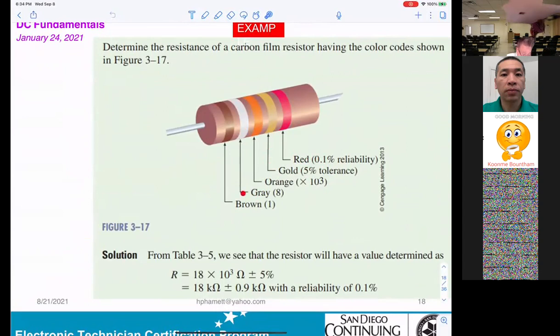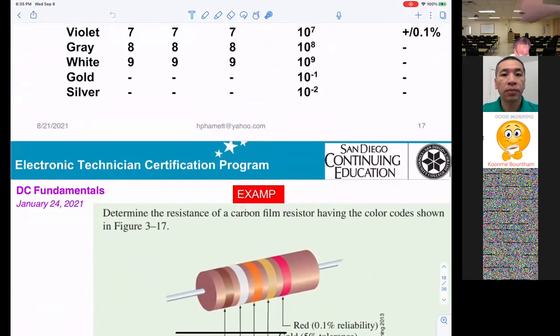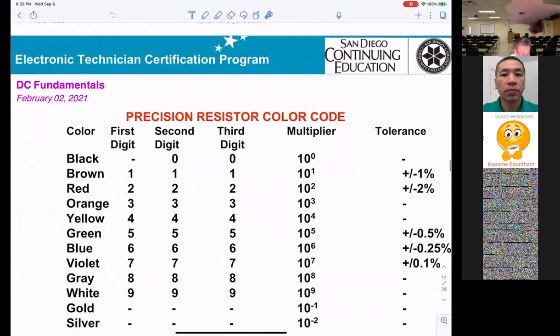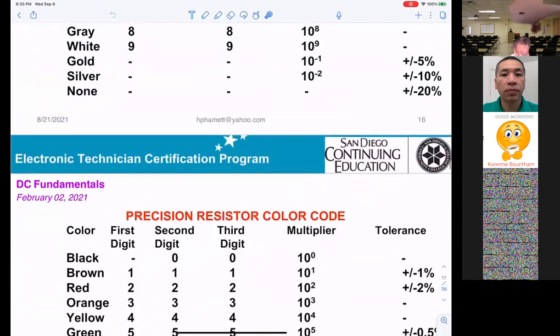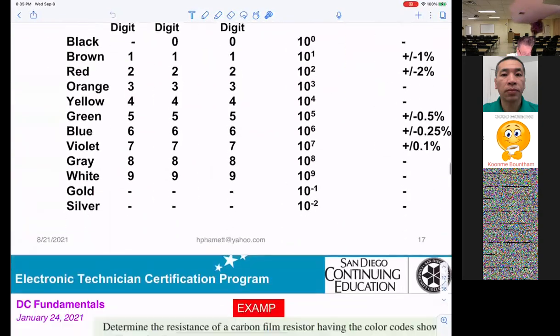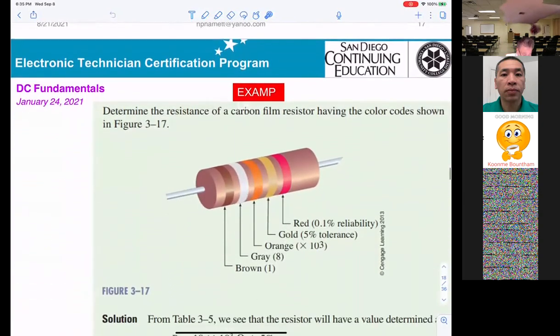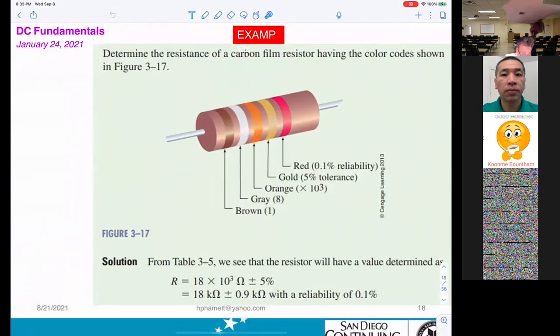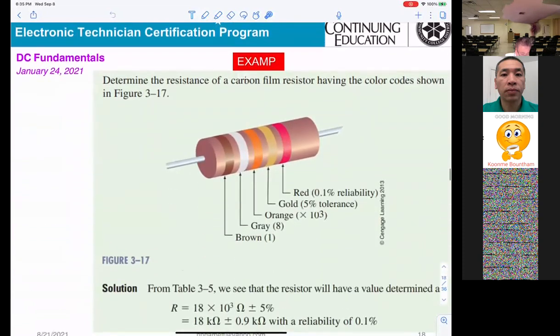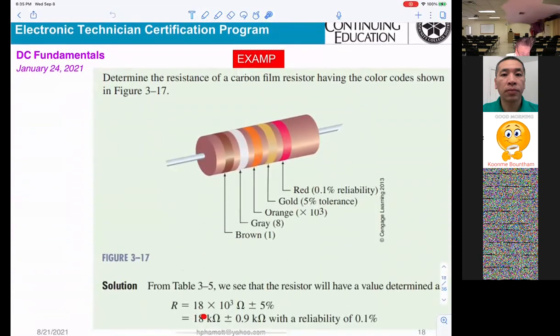The first one you see is brown. So what digit is brown? Brown is 1, right? The first digit is 1. Okay, brown is number 1, so that's why you get 1. The second is gray, and if you look in here, gray is number 8. So that's why you get 1, 8.